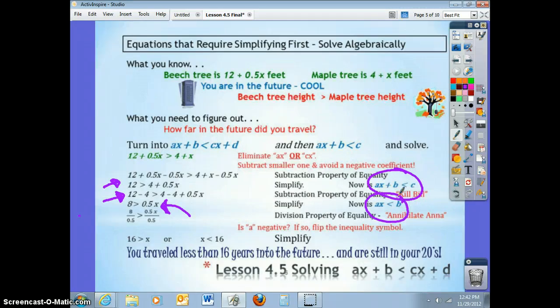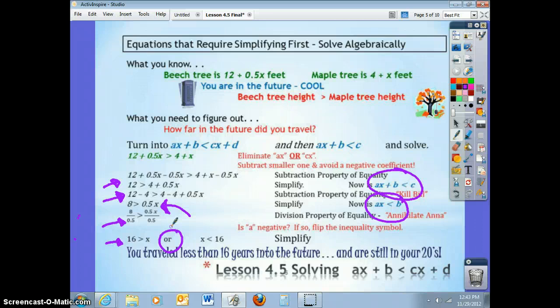And we've got to annihilate Anna. Anna is 0.5x. So we divide both sides by 0.5. And we're going to get x on the right side. And 8 divided by 0.5 is 16. So 16 is greater than x. Or you could say x is less than 16. Those two things are the exact same thing.